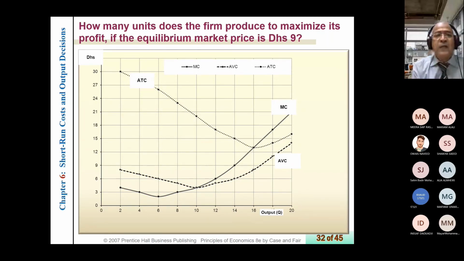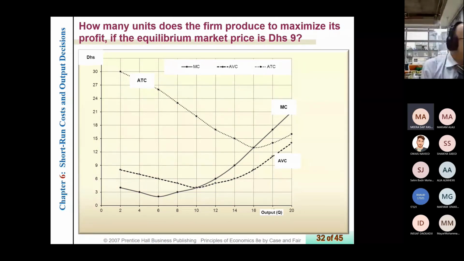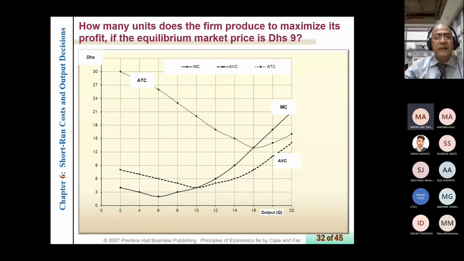Mira, Saif, could you read the question? How many units does the firm produce to maximize its profit if the equilibrium market price is 9 dirham? Okay, see here, this is 9 dirhams, so the equilibrium price is 9 dirhams. And these curves are incurred by Khalid, who produces tomatoes. How many kilos of tomatoes should be produced to maximize the profit?